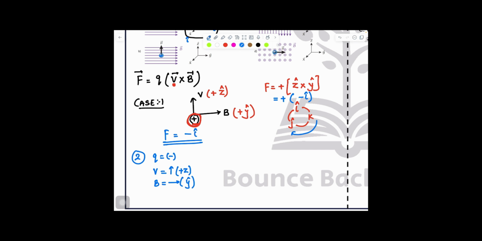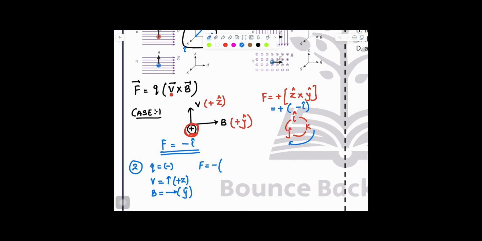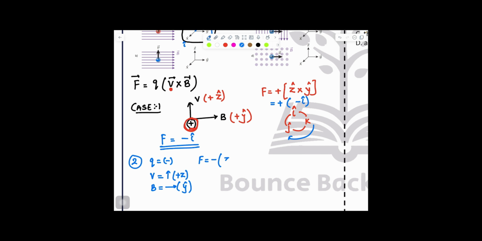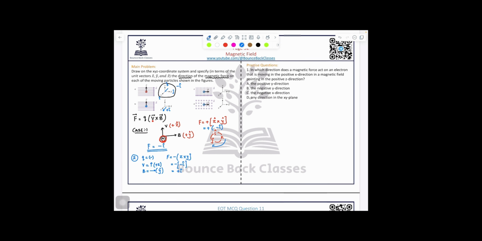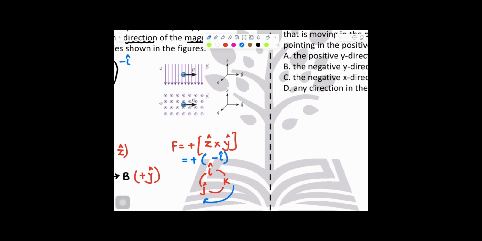Fine. Okay, place the values. F is equal to negative because of the charge. Then the velocity is Z cap multiplied by Y cap. Z multiplied by Y, what is the result? Tell me. Negative I. So the overall result is plus I cap. So where should the direction of force be? This is the direction of force, plus I cap. Clear? Okay. Third question, C part.